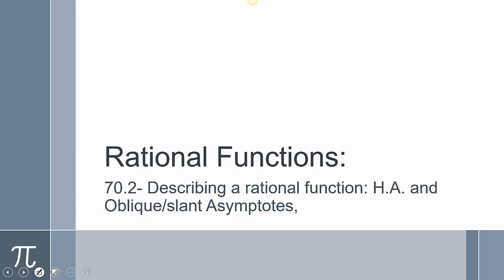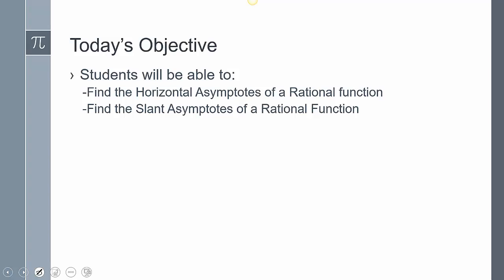Today is going to be 70-2. We're going to continue describing a rational function, and more importantly, we're going to look at horizontal asymptotes and oblique/slant asymptotes. So we're going to find those horizontal asymptotes of a rational function, and we're going to find the slant or oblique asymptotes of a rational function.